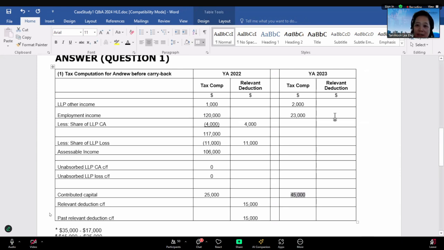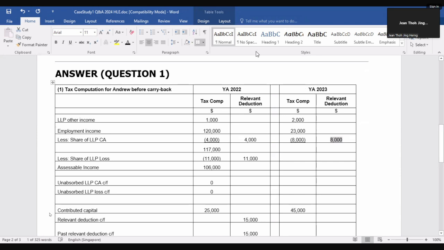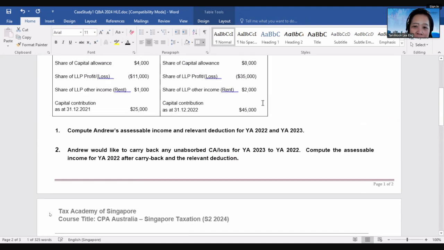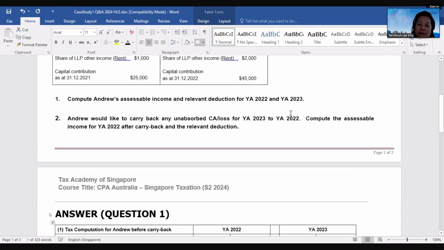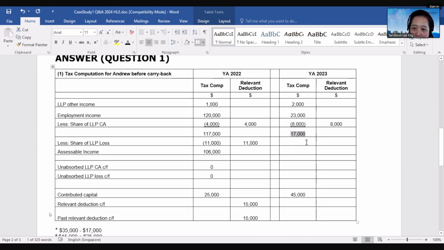Correct? Yes, good. That is the correct understanding. So 8,000 we give. Then now we see what is the remainder. Remainder 17,000. How much is your LLP loss? 35,000, a lot. Do you need to use all 35,000? No, because you just need enough to offset 17,000. So you ask yourself, can I use 17,000? Yes.